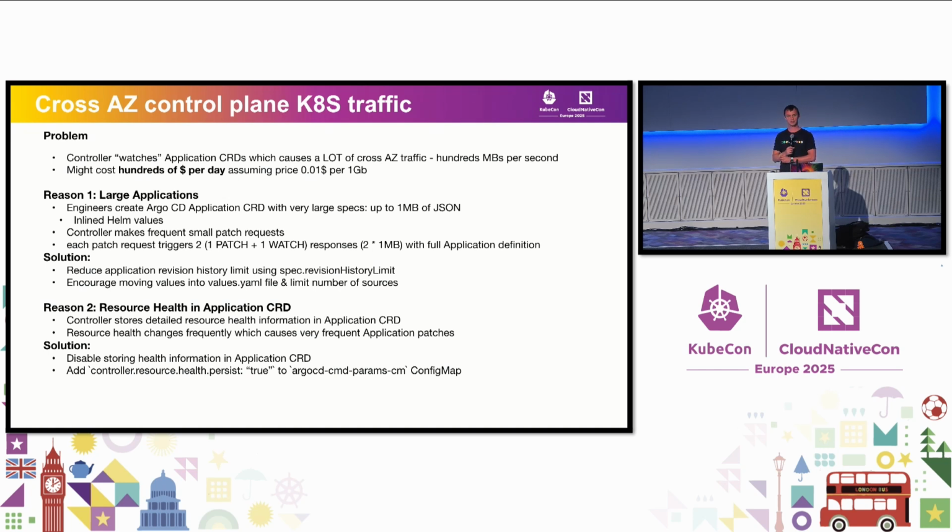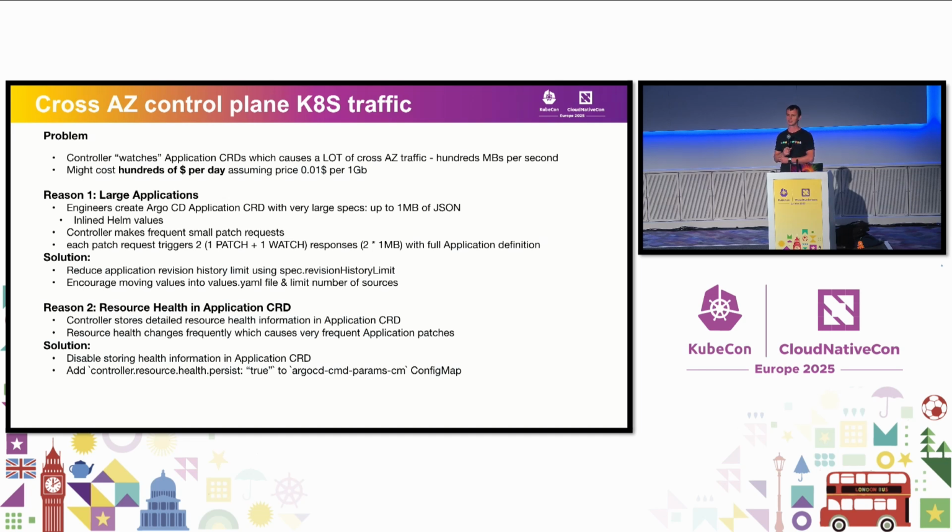Next, we were not really happy because we had to work with the end user and convince them to use the application in a slightly different way. We started to look for a more permanent solution, and we found that there is a way to dramatically reduce the number of times the Kubernetes application controller patches the application CRD. To be very short, we introduced a setting which you can see here. I'm not sure if you can see my mouse. The setting is called controller resource health persist. It's in the Argo CD cmd params CM config map.